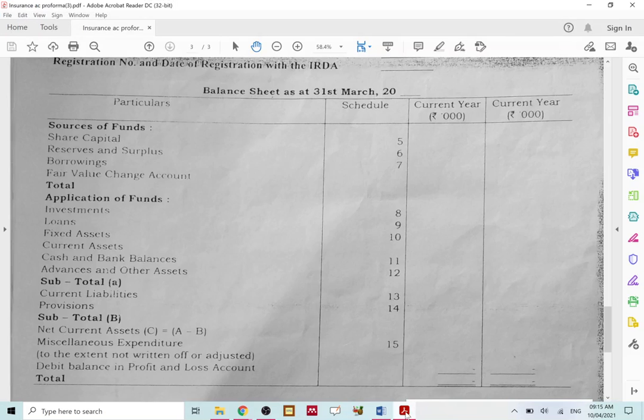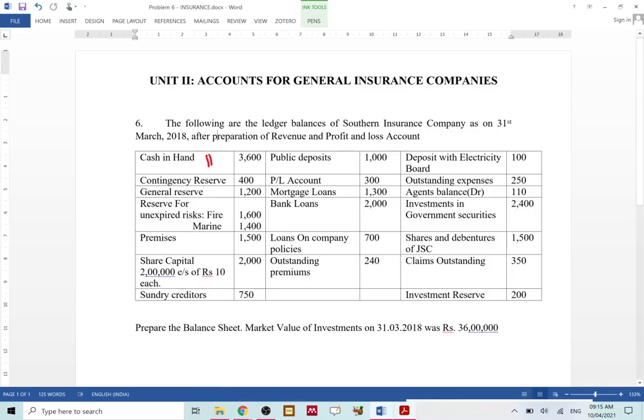Next, there is a contingency reserve. Look at your balance sheet, and all reserves and surpluses come under schedule 6, correct? Schedule 6. So contingency reserve, schedule 6. Same way, general reserve is also reserves and surpluses, correct? So schedule 6.